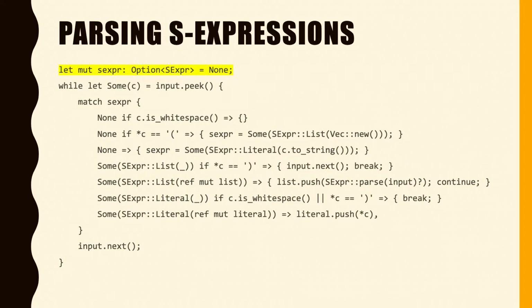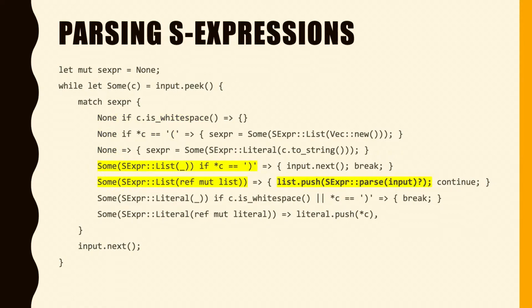We don't need to understand all the details of this parser, but a few things are worth pointing out. The first is that we only need a single state value, because an option over our S expression enum is rich enough to represent all the parser states. For instance, these none branches are hit when coming in fresh and haven't yet decided whether to parse a list or literal.